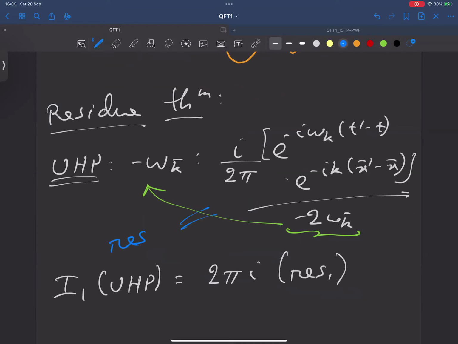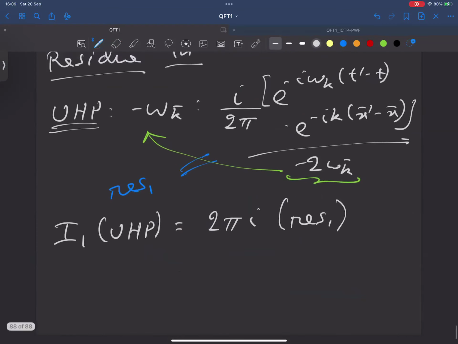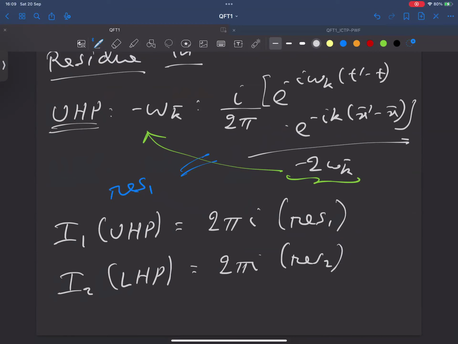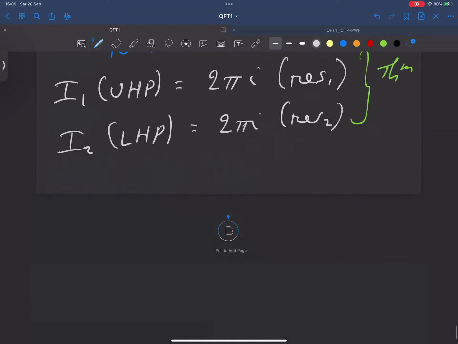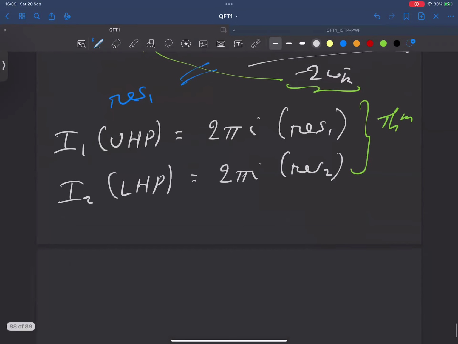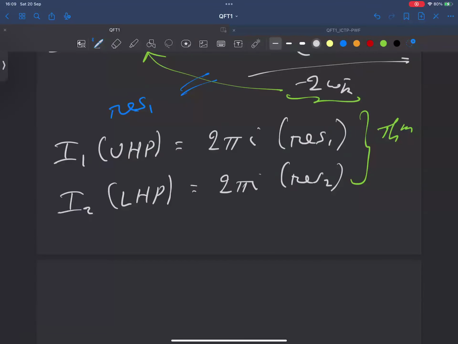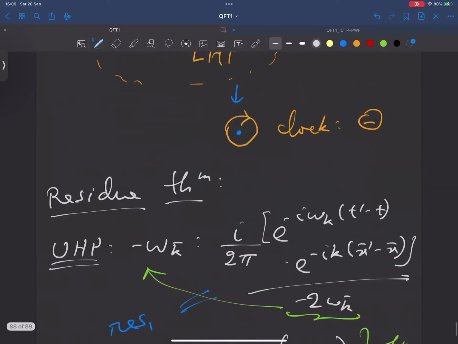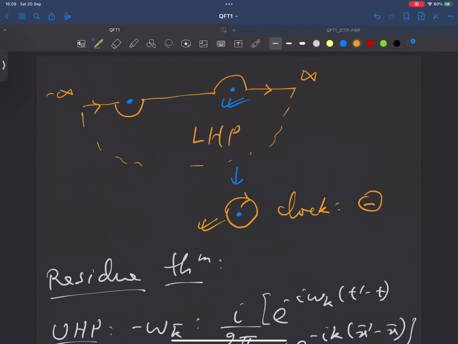Okay. So similarly, if you do it for the lower half plane, you get 2 pi i times the residue 2. And this is the residue theorem, which I am not proving. So now if you do that, the only difference you will get, as I said, is a -1 here because of the different circling of the integration.